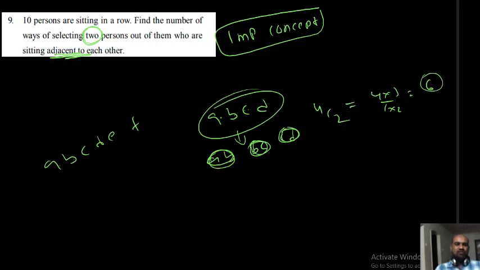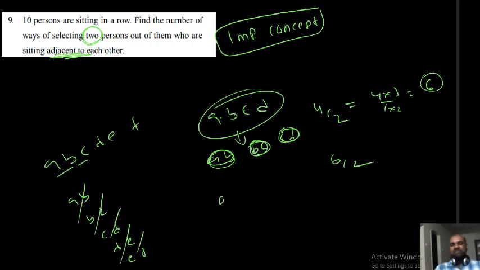1, 2, 3, 4, 5, 6 persons are there. We want to select 2, which can be done in 6C2 ways. But we want to select 2 so that they are adjacent to one another. So one of them is A, B, another is B, C, C, D, D, E, E, F. Just 6 persons means we will get 5 ways: 1, 2, 3, 4, 5.